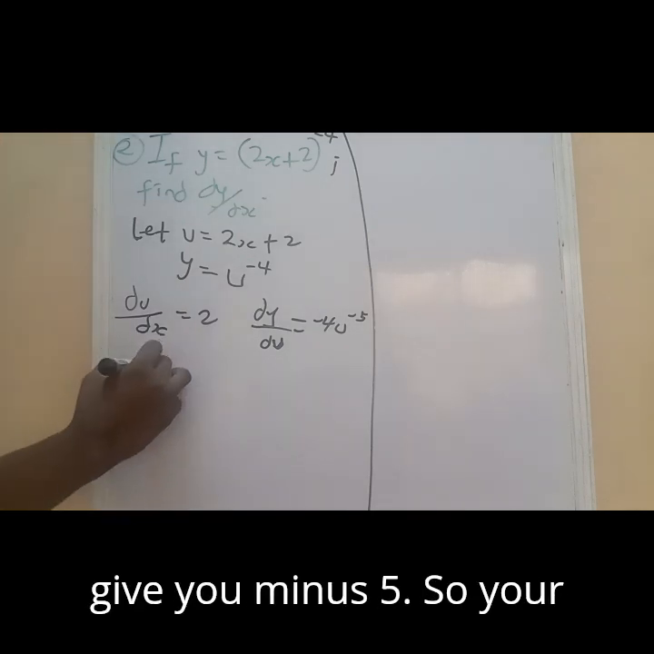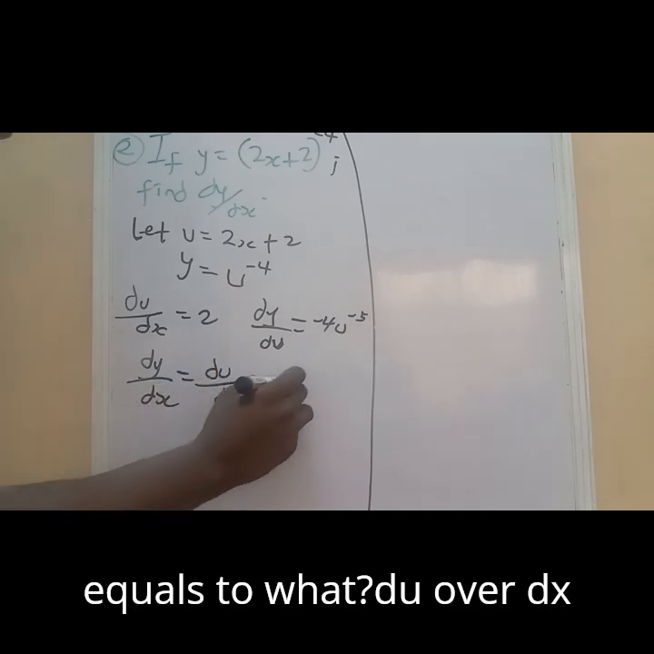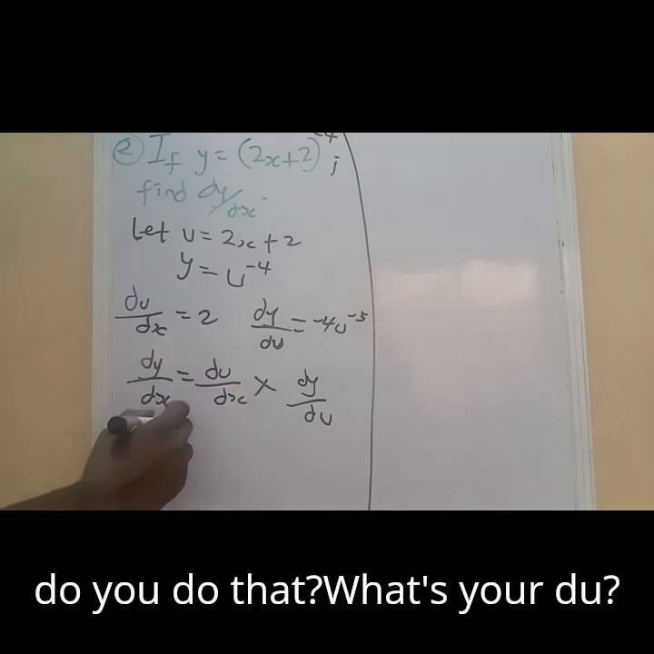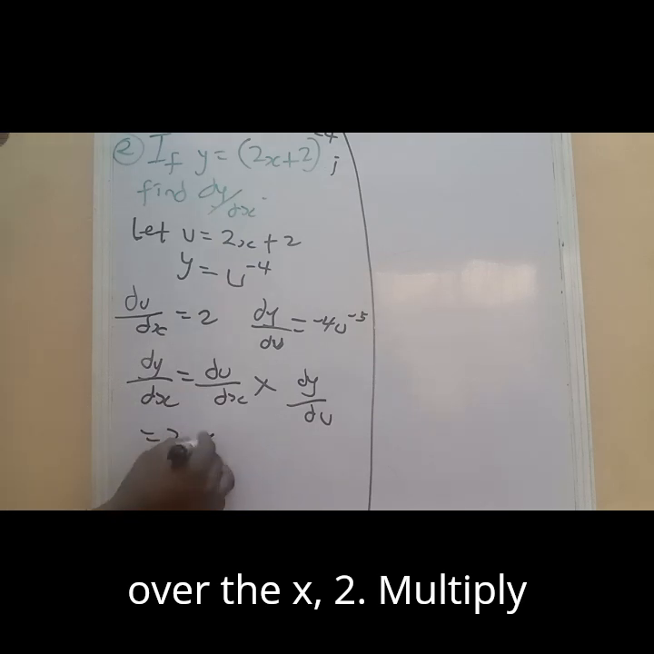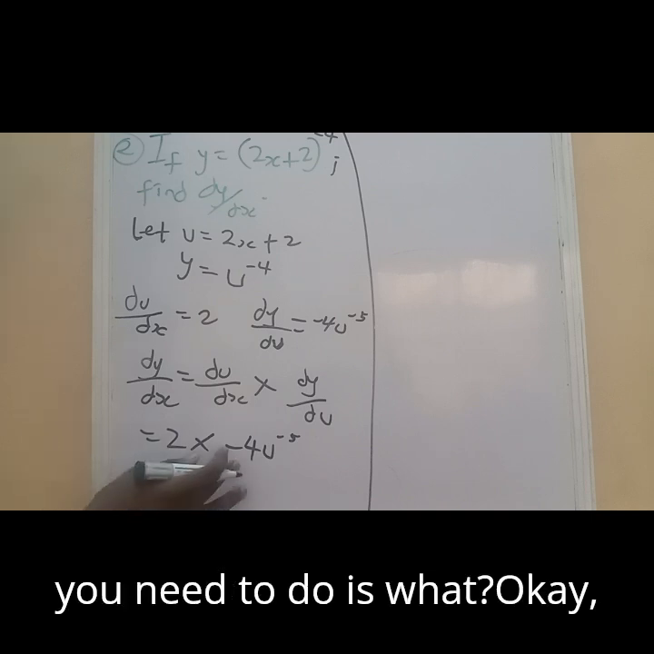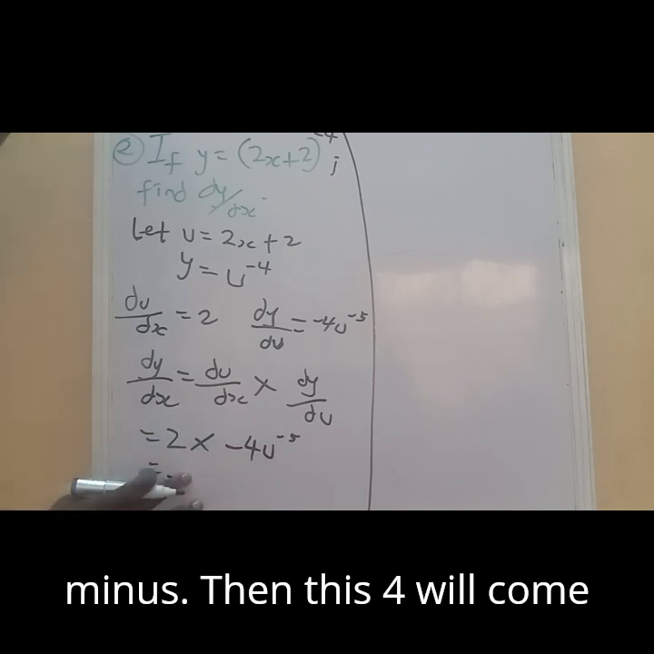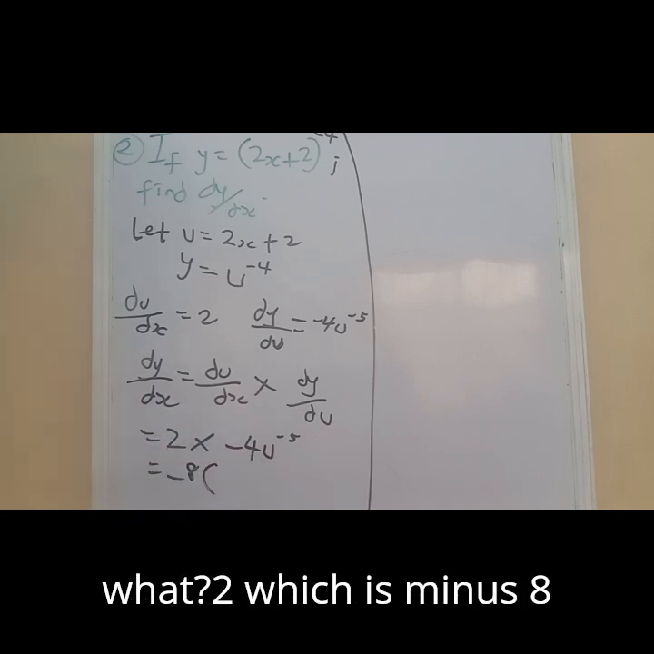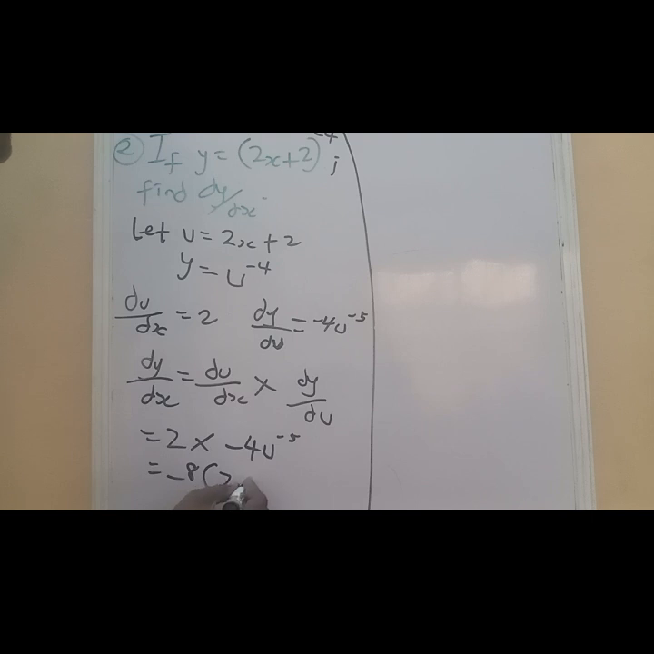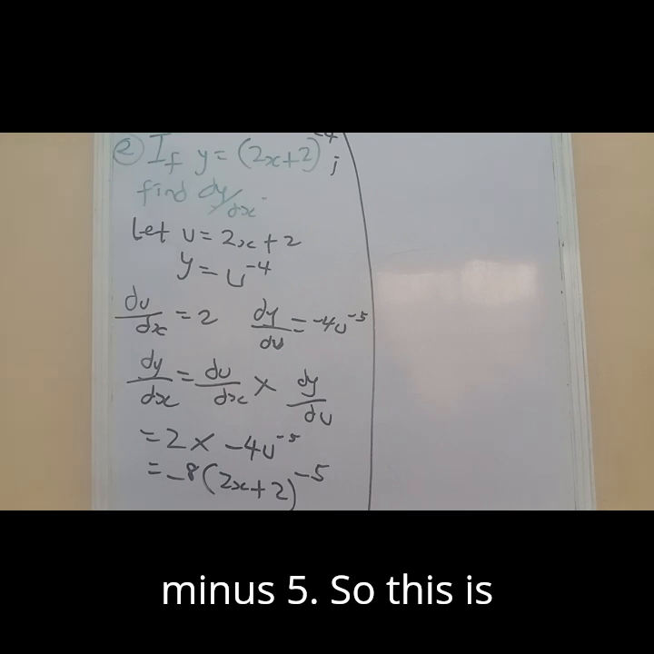So your formula is dy over dx equals du over dx times dy over du. So how do you do that? What's your du over dx? 2, multiplied by minus 4u raised to the power minus 5. All you need to do is, this negative will come outside and meet 2, and then this 4 will come outside and multiply with 2, which is minus 8 into bracket. What is your u? Your u is this 2x plus 2 all raised to the power minus 5. So this is your solution.